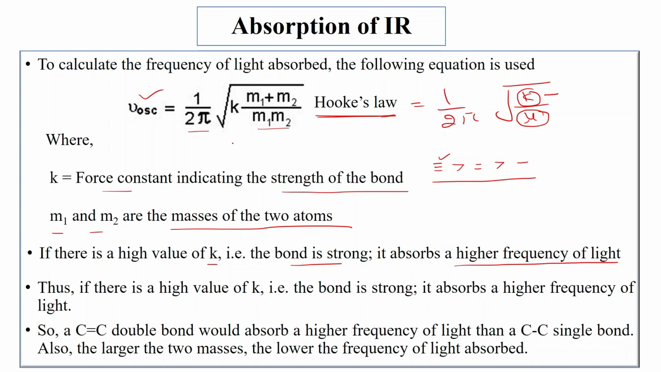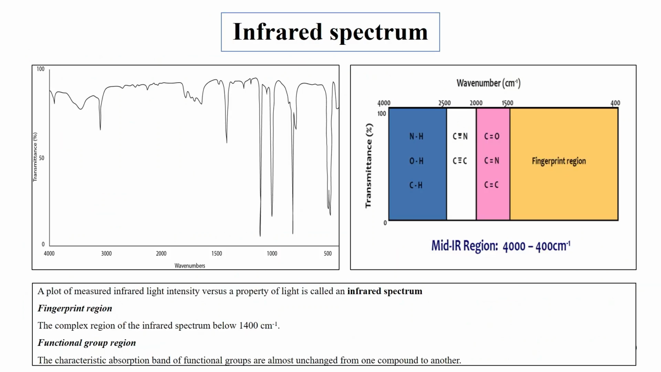Similarly, if a lighter mass is there, because the reduced mass is at the bottom, so if a lighter atom, that is hydrogen, is attached, then of course the vibrating frequency will be higher. The frequency of IR radiation that is absorbed is inversely proportional to the reduced mass, that is, inversely proportional to the atomic mass of the atoms constituting the bond.